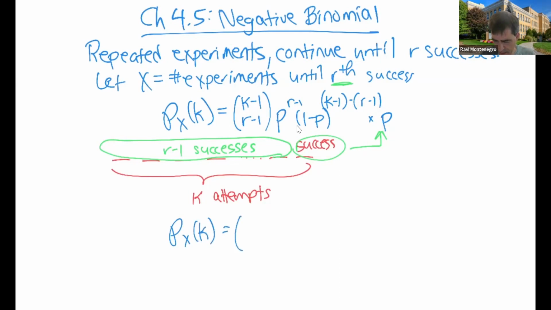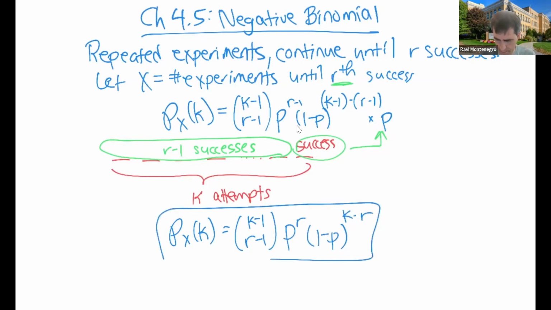So I can simplify this somewhat. I'll have k minus 1, choose r minus 1, p to the r, 1 minus p to the k minus r. So that will be the probability that the r success, sorry, occurs on the kth attempt. Kind of messy.